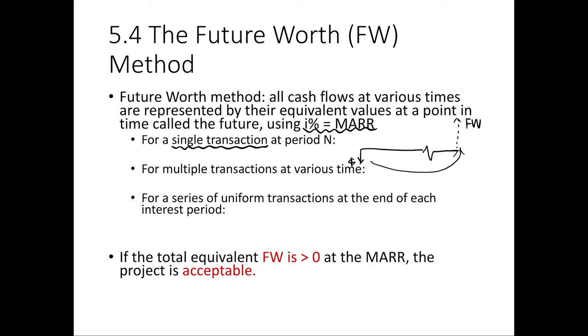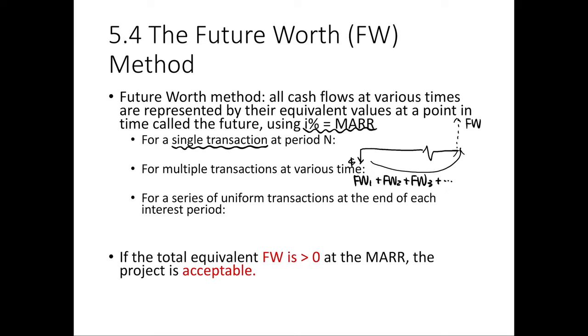Also, if you have multiple transactions or multiple cash flows, you're going to have multiple parts of the FW: FW1, FW2, FW3, and so on. So you convert multiple times using the factor method we learned in chapter 4, then you sum the different parts up at the end, and you have the total FW and compare that with 0.